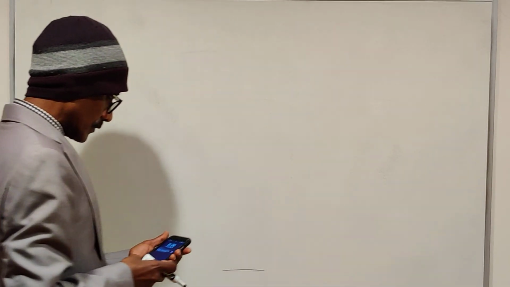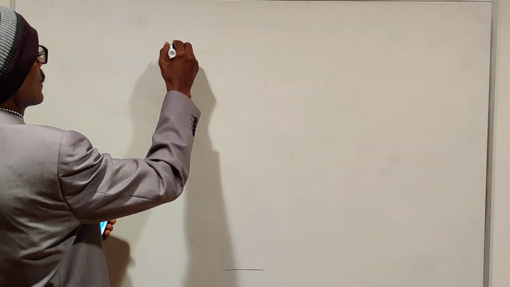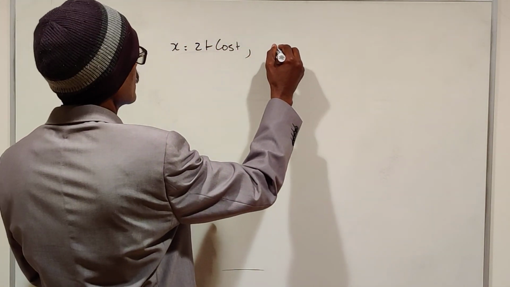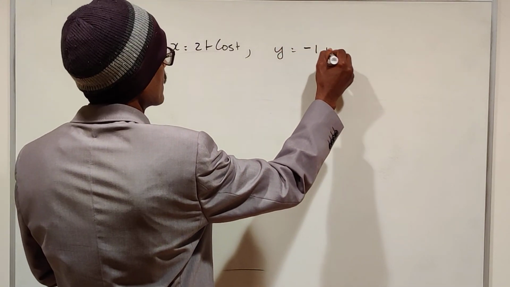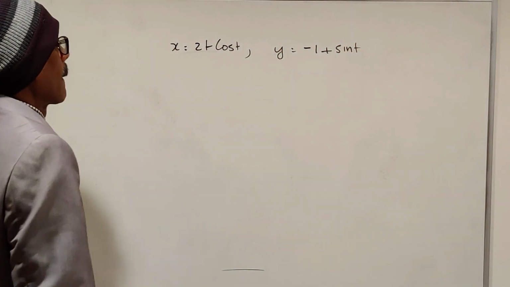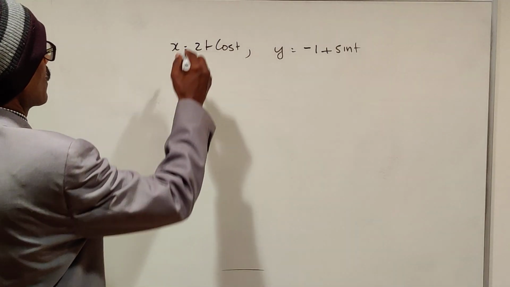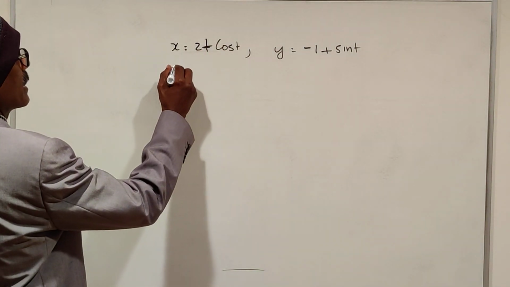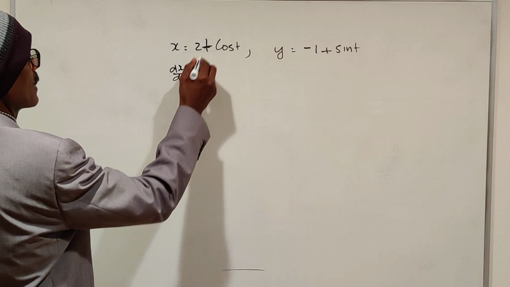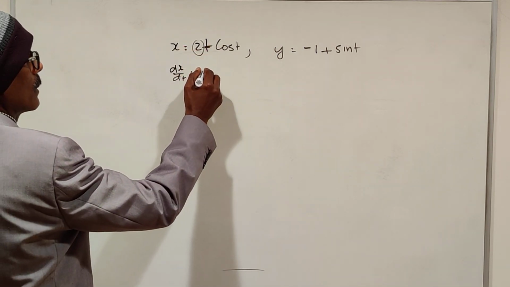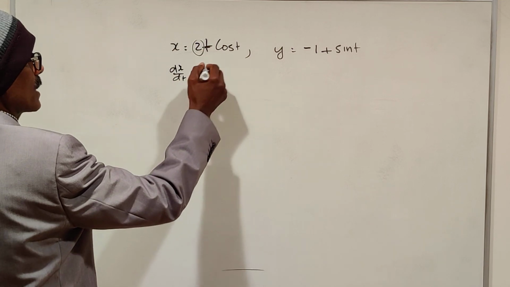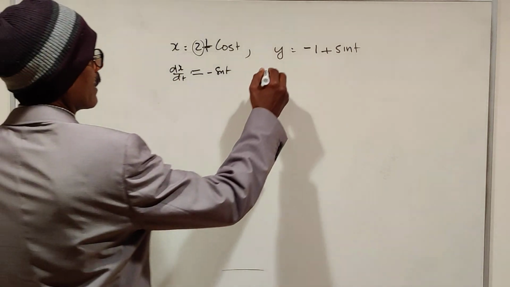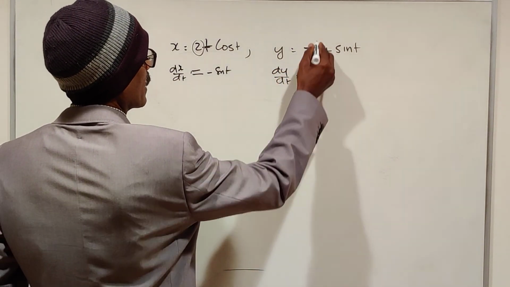Next, x is equal to 2 plus cos t, y equals minus 1 plus sin t. This is not 2t, it is 2 plus. Okay, dx by dt equals, what is derivative of 2? 2 is a constant, so 0, you don't need to write that. Then plus cos t, derivative of cos t is minus sin t. So minus sin t. Then dy by dt equals, derivative of minus 1 is 0.